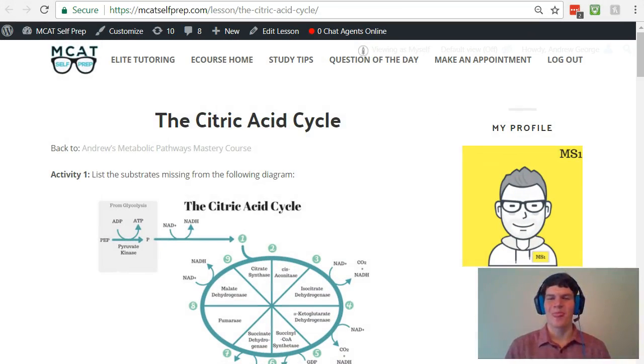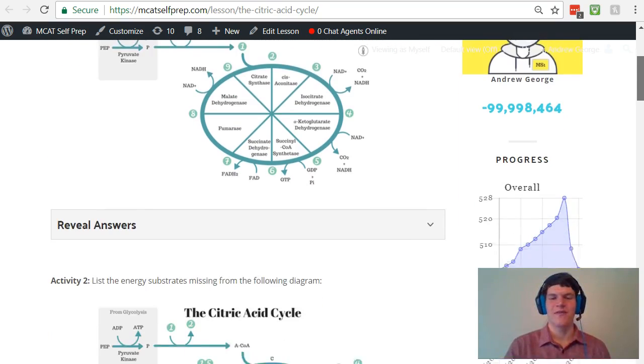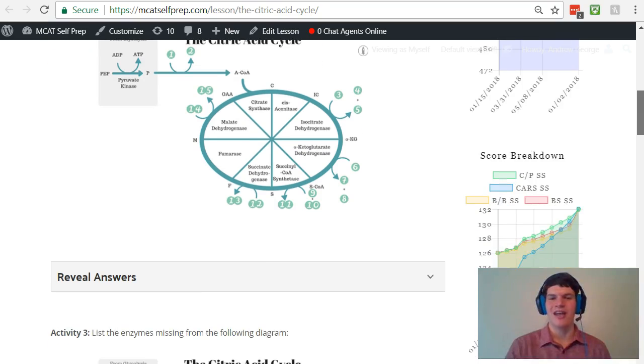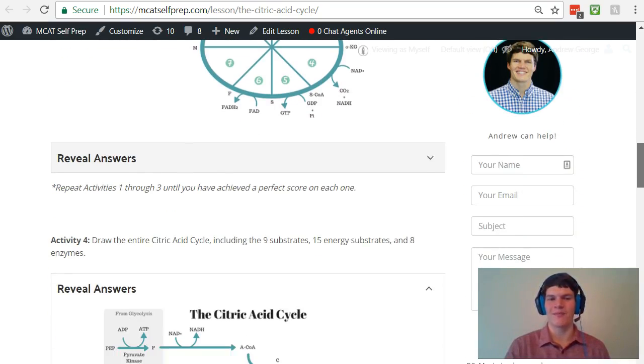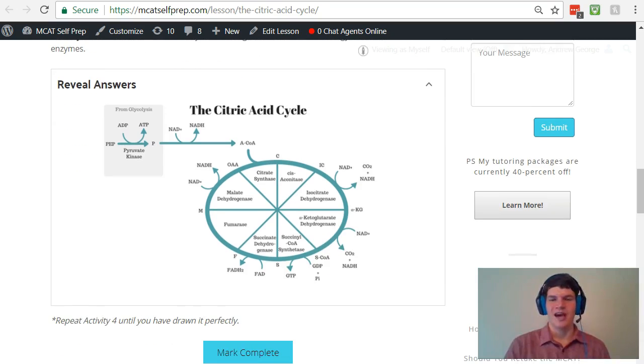In order to answer this question, let's take a look at the citric acid cycle lesson from my Metabolic Pathways Mastery course. This mastery course will walk you through in a step-by-step manner how to memorize all the important metabolic pathways for the MCAT. And in the very bottom, I test you on the entire citric acid cycle. If we take a look at this diagram, we'll notice that CO2, NADH, GTP, and FADH2 are some important byproducts from this reaction pathway. Also, notice that NAD+, as well as GDP, phosphate, and FAD are all substrates that are used to create the byproducts of this reaction pathway.